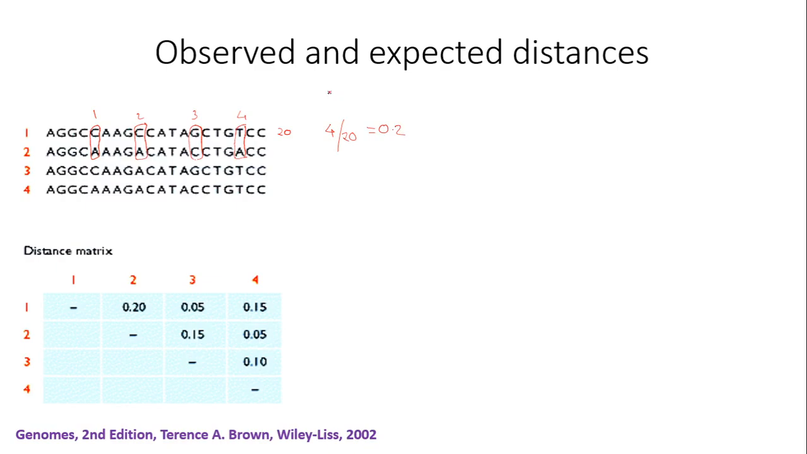For example, if sequence 1 and sequence 2 are 20 nucleotides in length and have 4 differences, that would correspond to a divergence of 4 divided by 20, which is equal to 0.20. So 0.2 is nothing but your divergence between these two sequences. We refer to such divergence simply as observed distance.